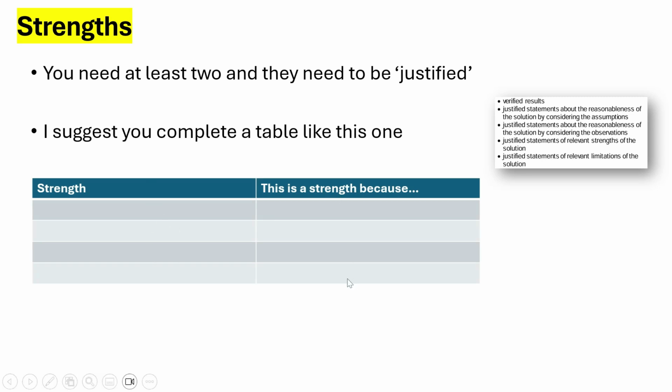This is a strength because. So a simple strength might be the simplicity of your solution. It was really easy to develop this answer, and therefore it can be transferred to other data, and they can use the same techniques to develop a similar answer for a different set of data. So that's a strength. Pause the video here to have a go at this. Don't forget you're saying why. Why is this a strength, to have it justified?